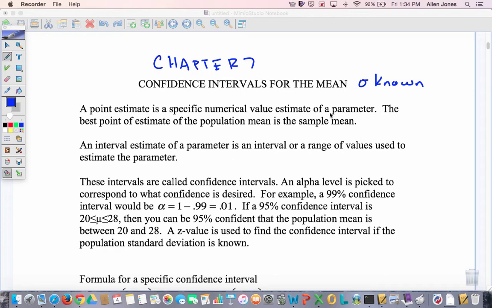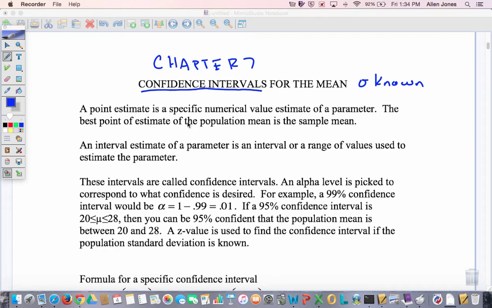So what we're doing here with confidence intervals is we're going to take some information, some statistical analysis, and construct an interval, a range of values that we can be a certain percentage confident that our population value falls between.